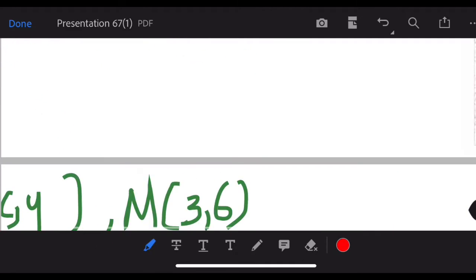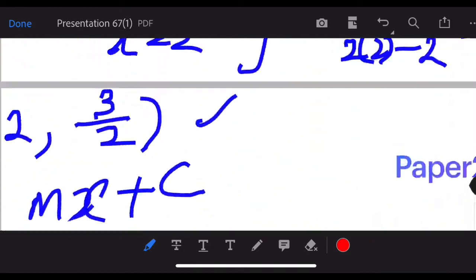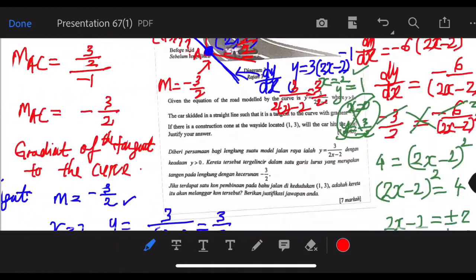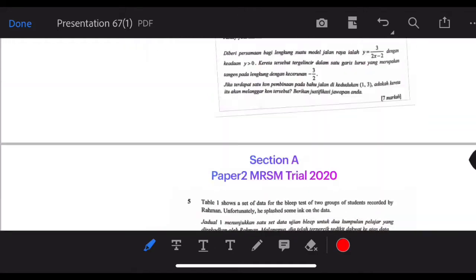We still have one more question, which is statistics, right? So let me finish it. The statistics question. Okay, let's see. We have the curve. Okay, this one.